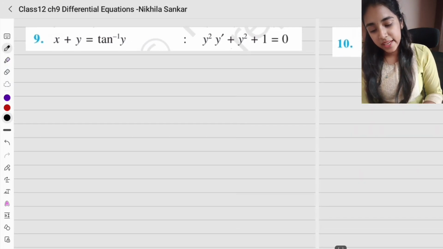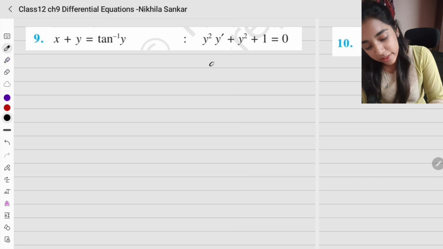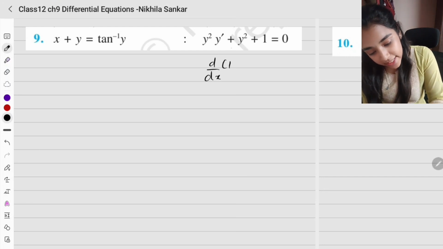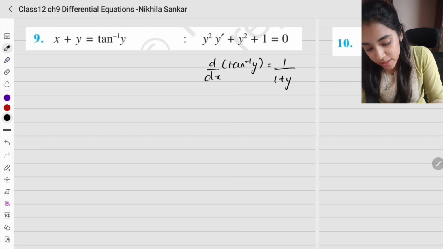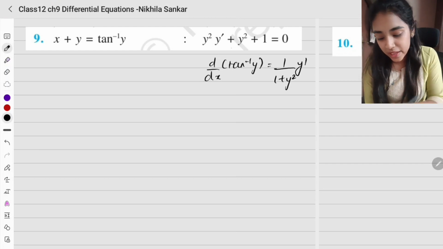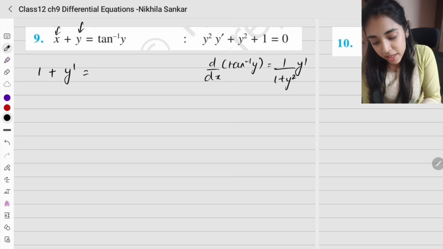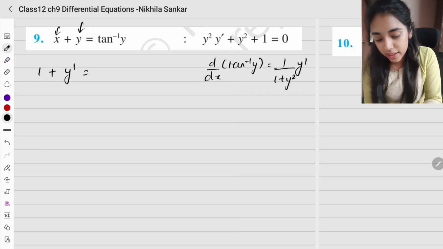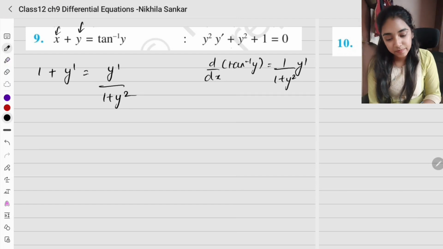Question number 9. x plus y equals tan inverse of y. Okay. So first, the derivative of tan inverse y, d by dx of tan inverse y, is going to be 1 divided by (1 plus y square). But remember you have y and y dash. This is the first step. Now differentiating on both sides, d by dx of x is going to be 1 plus d by dx of y, which is y prime, equals the derivative of tan inverse y. So I have y dash divided by (1 plus y square).